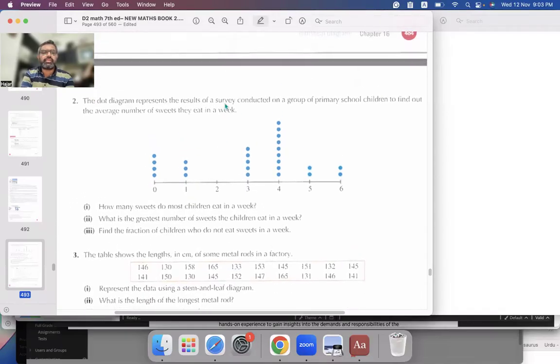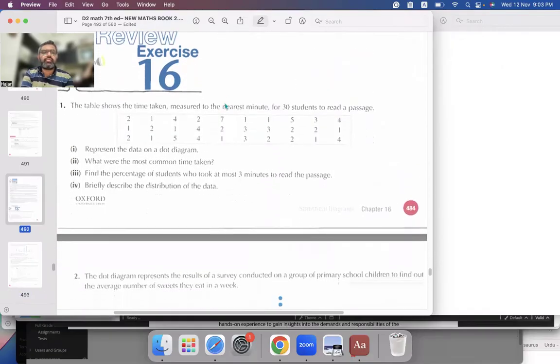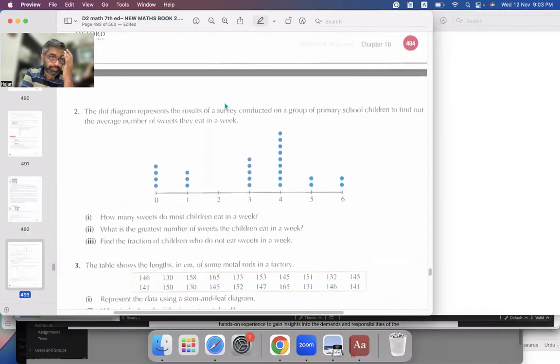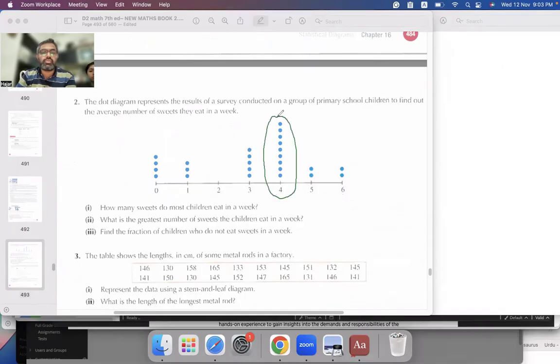So let's have a look at question number 2 of review exercise 16 of math D2. This is already given in a dot diagram, so we have to solve. How many sweets do most children eat in a week? We have to see which one is the highest frequency. It's 4. So most of the children eat 4 sweets. This most common value is called the mode.